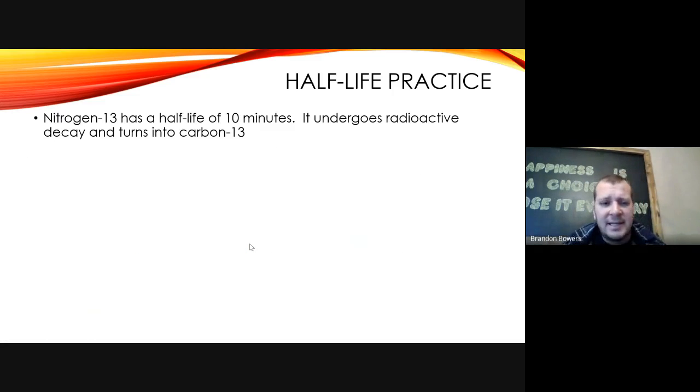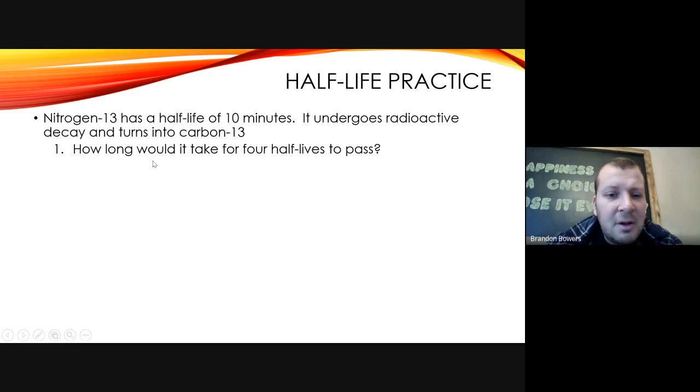So if we look at this, nitrogen-13 has a half-life of 10 minutes. It undergoes radioactive decay and turns into carbon-13. How long would it take for 4 half-lives to pass?